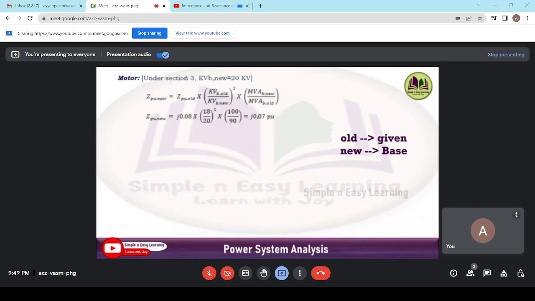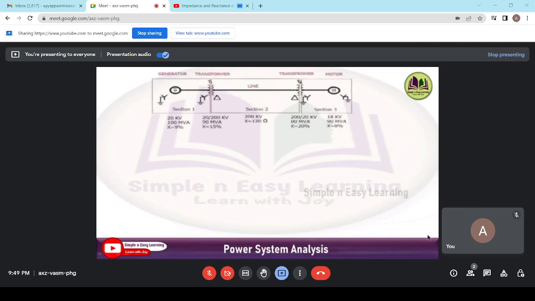Now the next component is the motor. Under section 3, your kVb new, that is the base kV, is 20 kV. You can apply this formula and substitute the values. The given motor impedance is 8%, that is 0.08 per unit, into the given value of 18 kV divided by the base value 20, into the base value 100 MVA divided by the given MVA, 90. If you substitute, you will get J0.07 per unit.